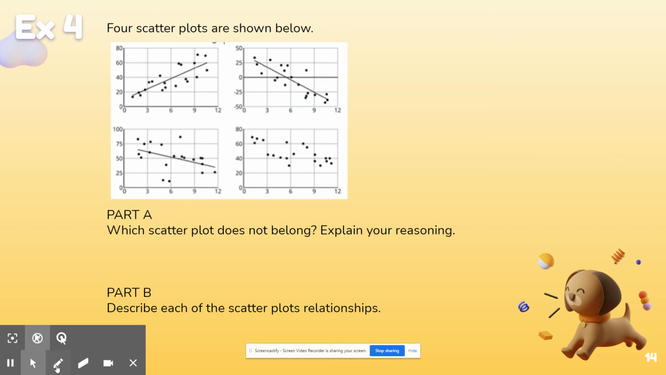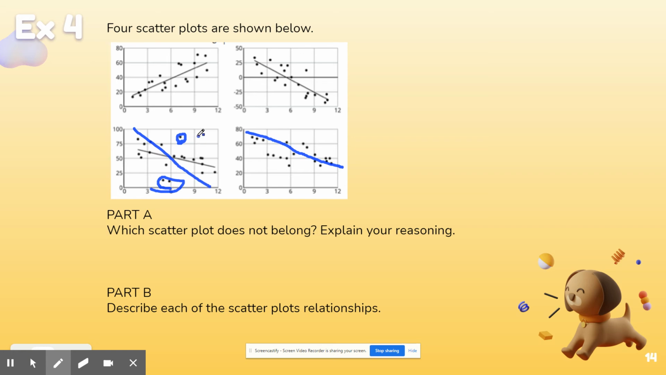They just need to draw the best line of best fit. However, this one has these points that are way far away from the line. So this one would not be acceptable. This is the one that doesn't belong. And I would say that it's because this one has outliers.